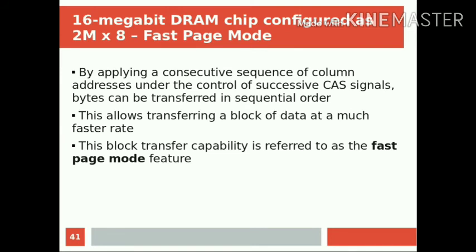By applying a consecutive sequence of column addresses under the control of successive CAS signals, bytes can be transferred in a sequential order. This allows transferring a block of data at a much faster rate. This block transfer capability is referred to as the fast page mode feature.